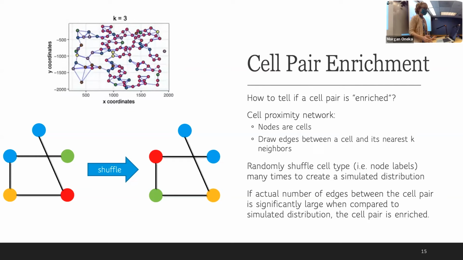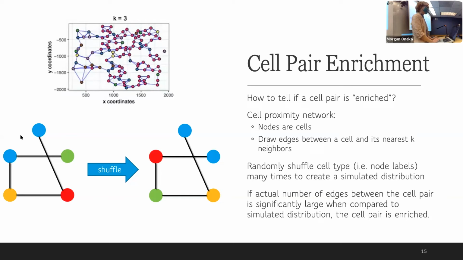And then on the flip side, if they are not close together as much as we would expect from random, then we would say that that cell pair is depleted. So if tumor cells and T cells, we have this expectation of how much we expect them to be close together, to be neighbors, and they're not, then that is a depleted interaction. So to get this information, we start off with a cell proximity network.